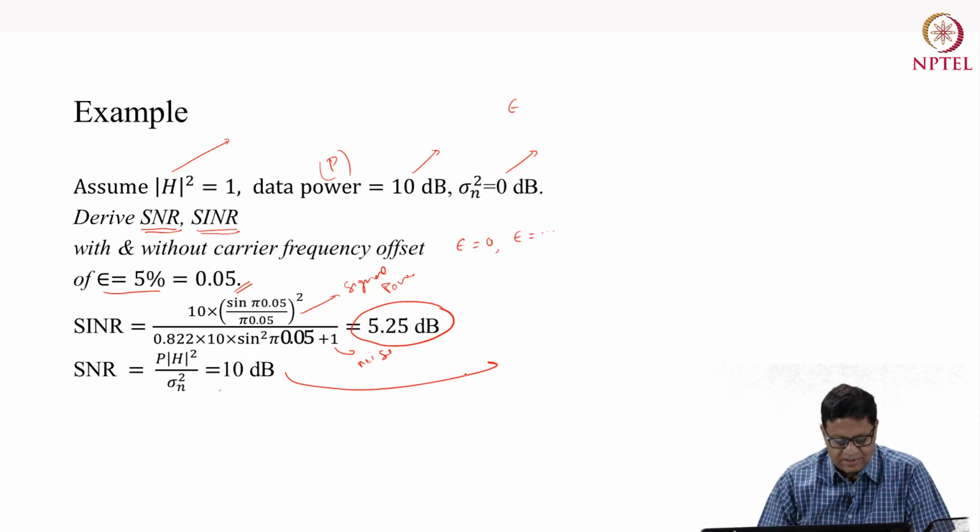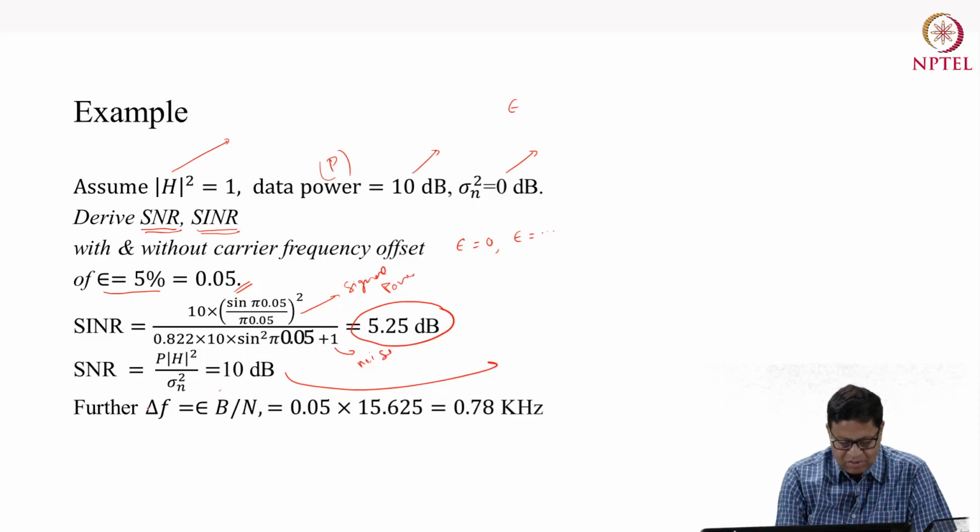So notice here that because of the frequency offset, the SNR has fallen by approximately 5 dB. It has become 5.25 dB. So that's the effect frequency offset will have in OFDM transmission.